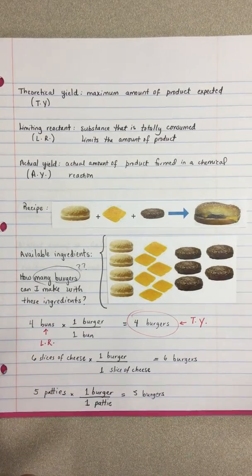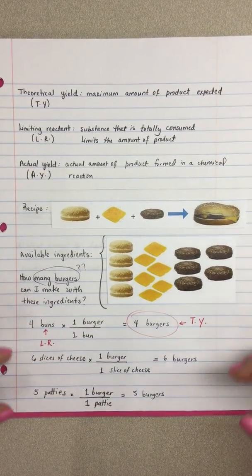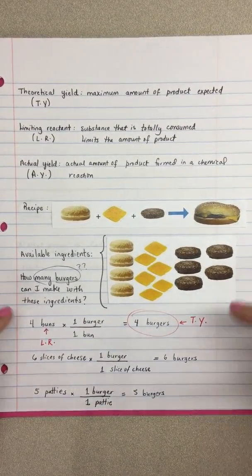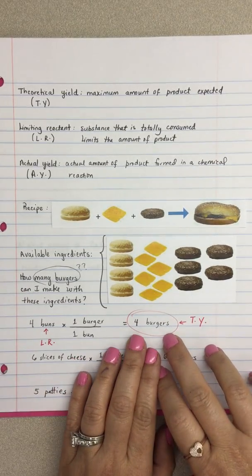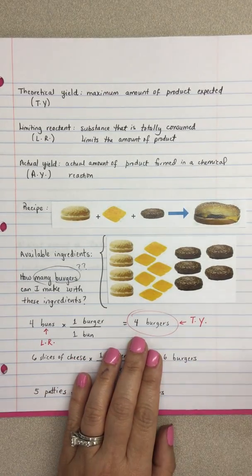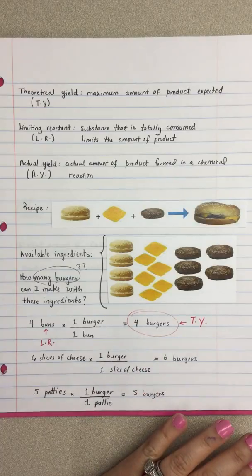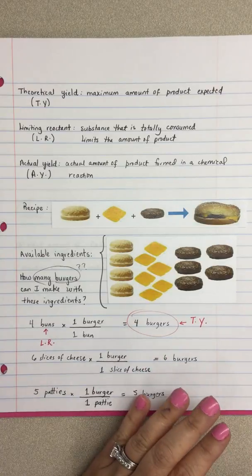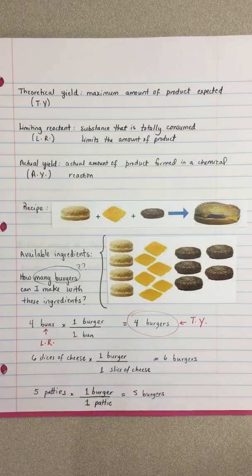So to give you an example of the actual yield, with the amount of ingredients that I have, I can make 4 burgers, right? That's my limiting reactant, and that's my theoretical yield, 4. But if I drop one of my burgers on the floor, now my actual yield is not 4 because I dropped 1. So my actual yield is 3. I was expecting to have 4, but I'm dropping 1 on the floor and I'm not going to eat that one. So now I only have 3. So that's the actual yield, right?